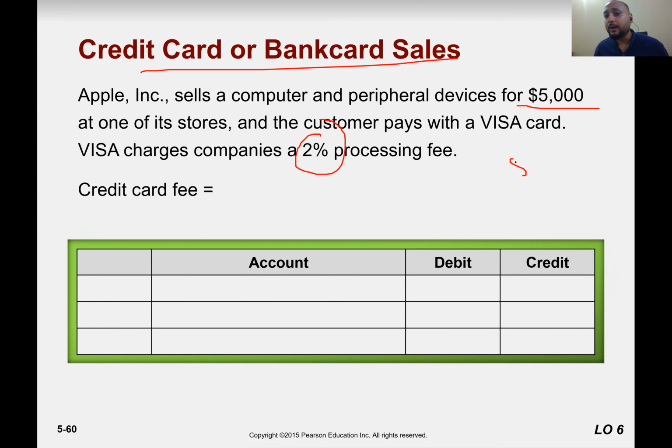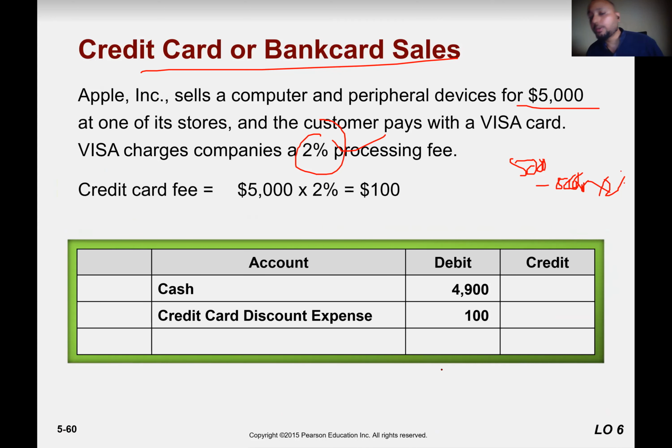The company received 5,000 less 2%, and the rest is bank charges. But the customer will be paying the full 5,000. So the entry would be cash receipts 4,900, credit card discount, which is an expense, increase, debit, right? $100 is the amount that you pay for the Visa card, and sales occur. That's it, right?